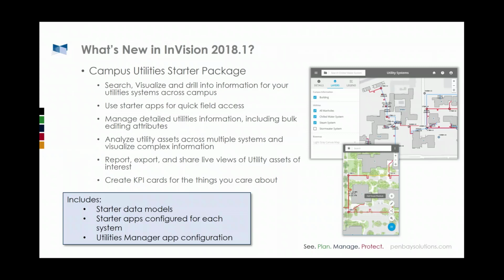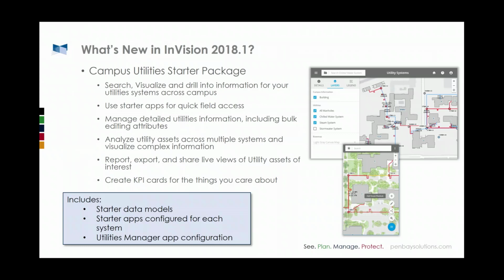So the utilities starter package comes with some starter data models. If you've been responsible for managing information about steam systems or chilled water systems, one of the things you'll know is that there aren't well-documented data models out there to start from Esri or anyone else. So we've tried to put together some starter data models for a variety of different utility systems on campus to serve as a jumping off place to start to manage and model the data for your utility systems on campus.